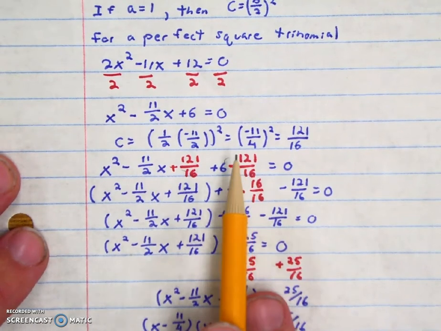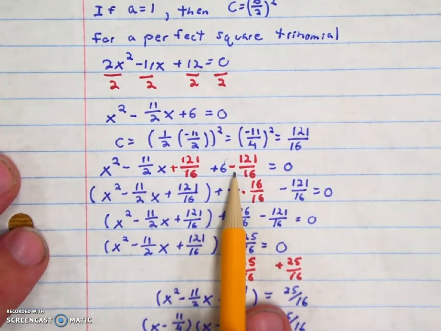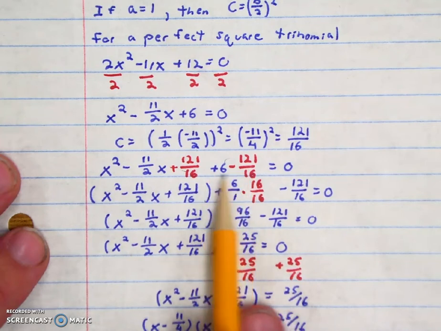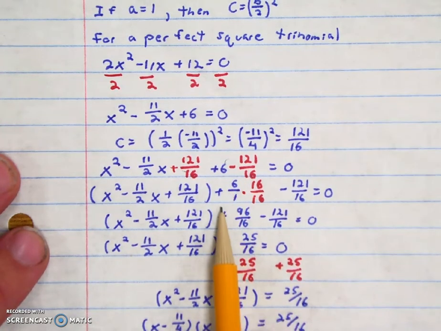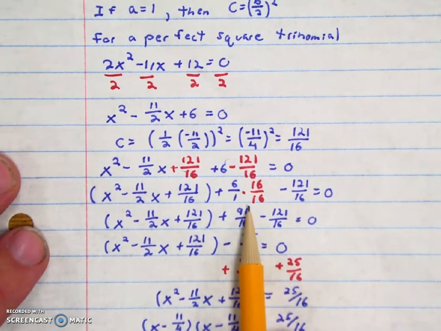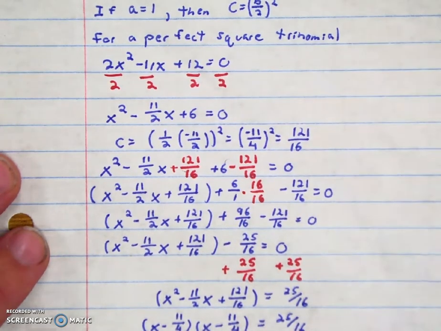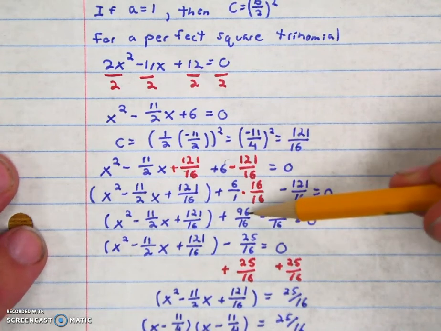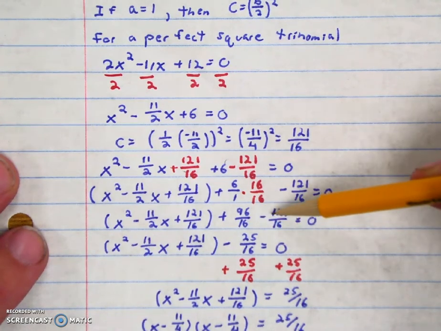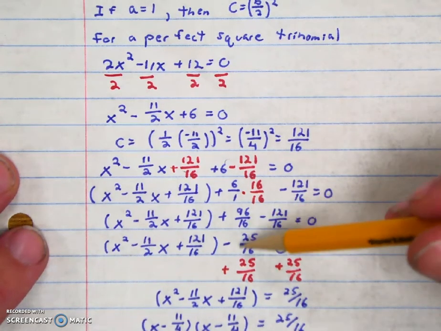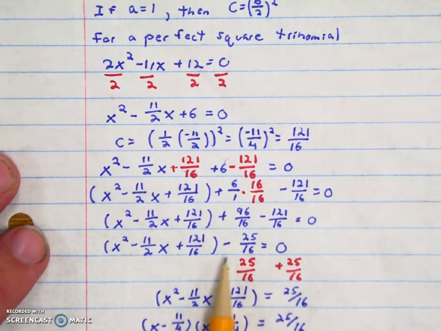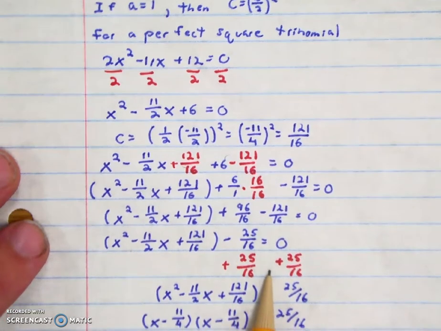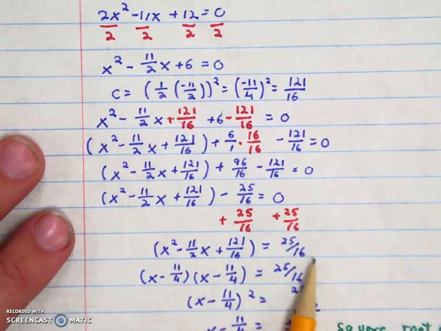So let's look at this part again. Is there a common denominator that I can share with these two? Well, this is 6 over 1. Let's say the common denominator is going to be 16. So I get 96/16 minus 121/16, which gives me negative 25/16. I want to get this by itself. So how do I undo subtraction? With addition, of course. So I now have this equals this.